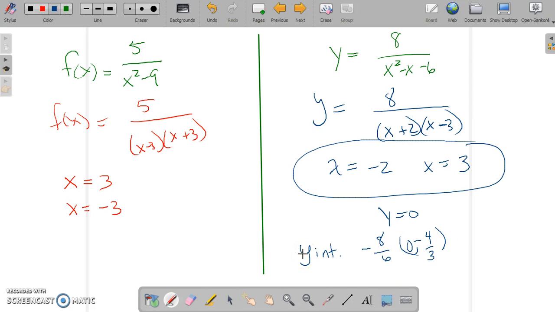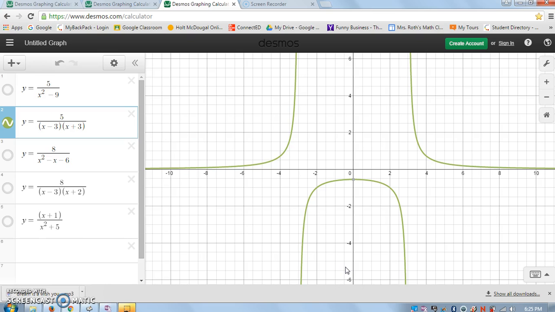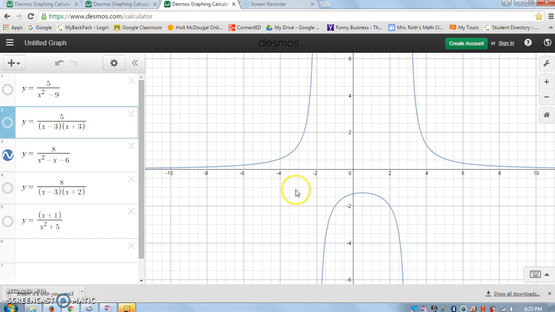So when we go to graph it, turn this one off. This is what it looks like, very similar. And you'll notice that the vertical asymptotes are at x equals negative 2 and x equals 3. Okay. There's one more I'm just going to point out to you very quickly.